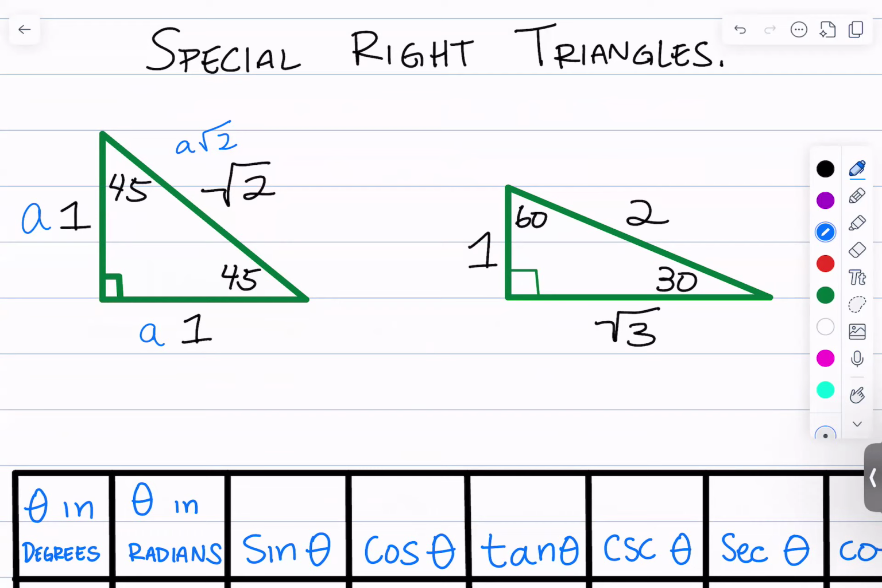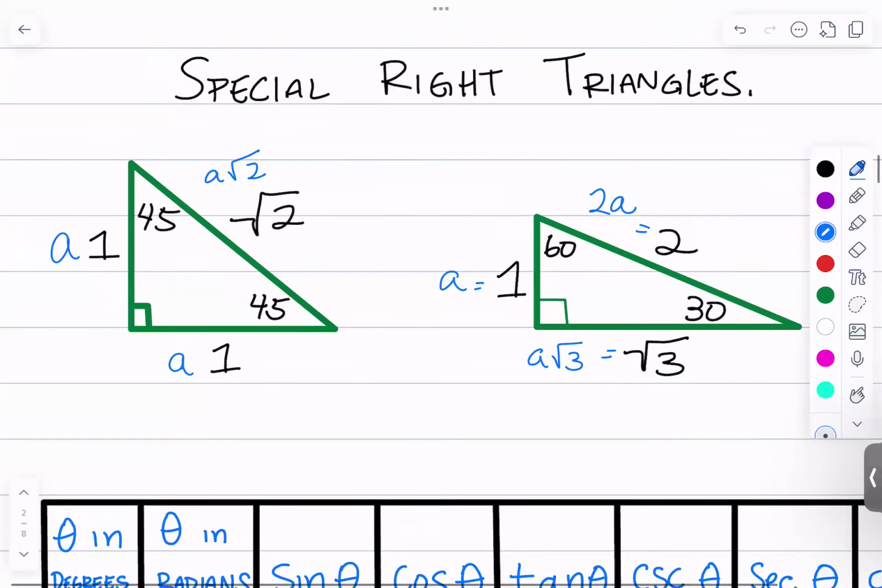In a 30, 60, 90, it's going to be 1 across the 30 degrees, square root of 3 across the 60 degrees, and 2 across the 90 degrees. That's always going to be the ratio of the sides. So if I label A as 1, then square root of 3 is A square root of 3, and 2 is 2 times A. Those are your ratio of the sides.